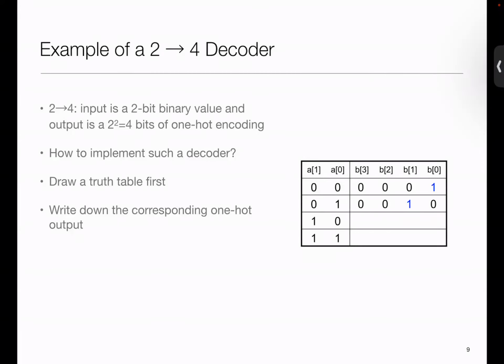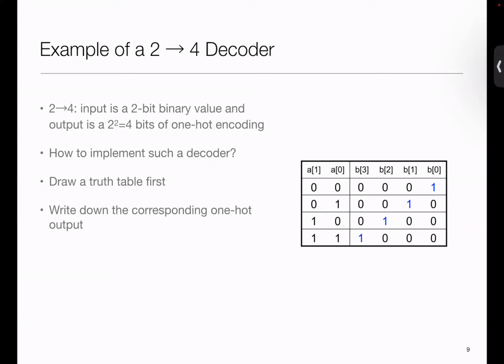If A1, A0 is 1, 0, then B2 would be high. And then finally, if A1, A0 are both 1s, then B3 is high. So that's a truth table. And then looking at this, I can implement B0, B1, B2, B3. You can either think of it as 4 different functions corresponding to B0, B1, B2, B3, or alternatively, a single function with 4 bits of output.